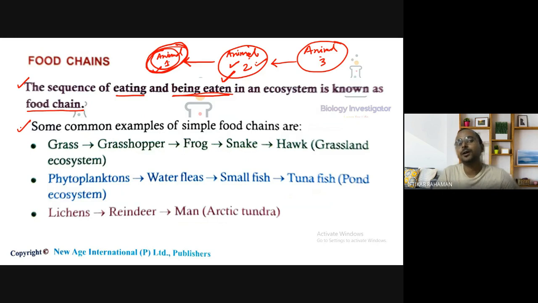There are some common examples of simple food chains in the ecosystem, and there are some examples. So you need to remember these examples.